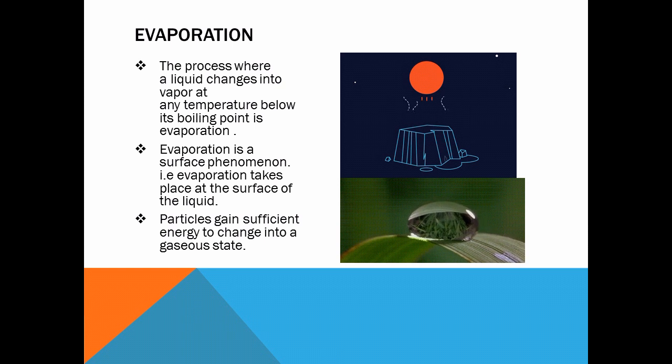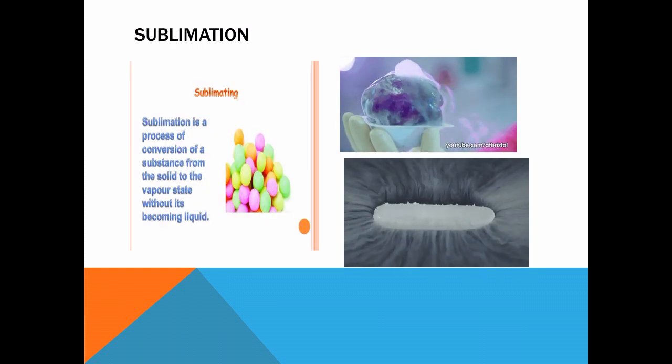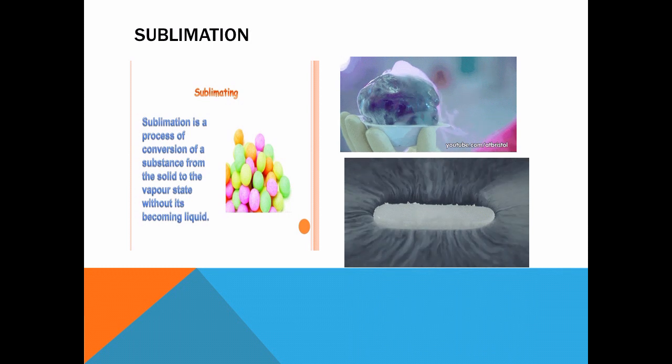In this process, the particles at the surface of the liquid gain kinetic energy. Their distance and speed increase, thus forming a gas. It takes place over a range of temperature. But if the temperature is fixed, which is the boiling point, then that is a boiling process.